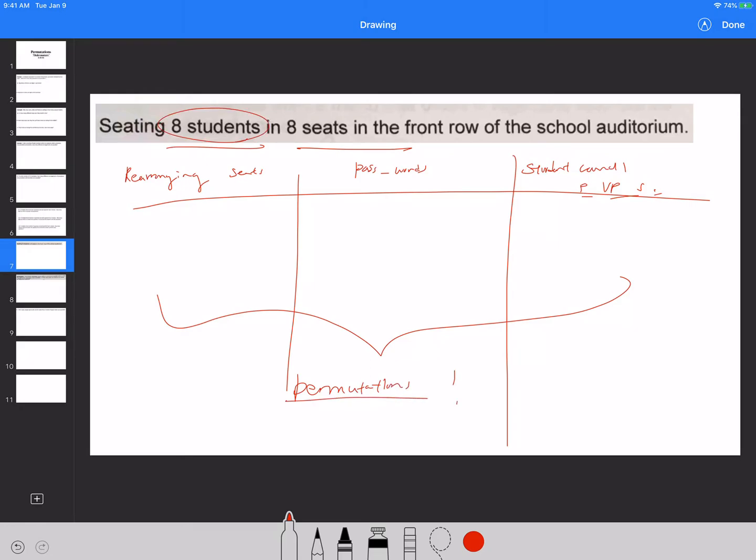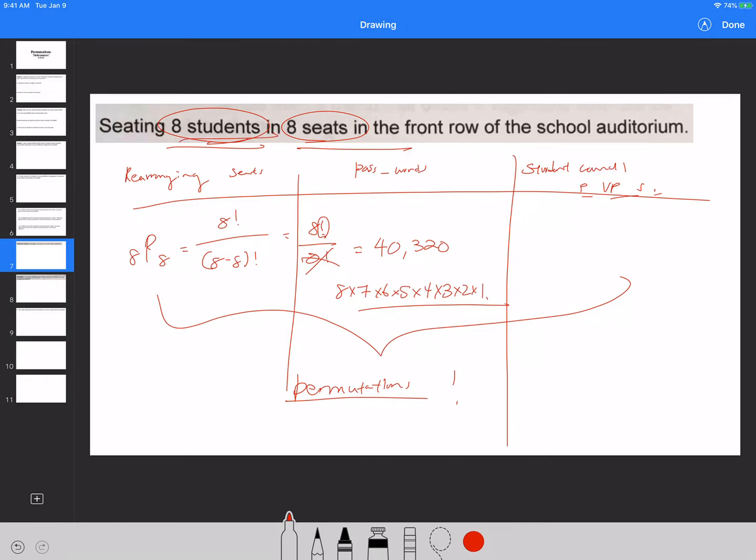So seating 8 students in 8 seats in the front row, well, that's 8P8. If you remember the formula, that will be 8 factorial over (8 minus 8) factorial. So then that would just be 8 factorial over 0 factorial. Remember, 0 factorial is just 1. So if you type in 8 factorial in the calculator, you should get 40,320. Or you can do 8 times 7 times 6 times 5 times 4 times 3 times 2 times 1. It's up to you. But there should be a factorial button on the calculator as well.